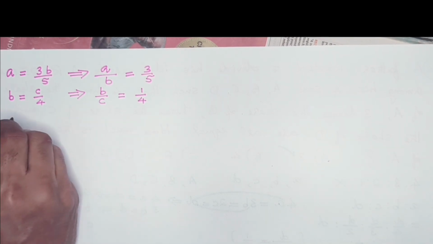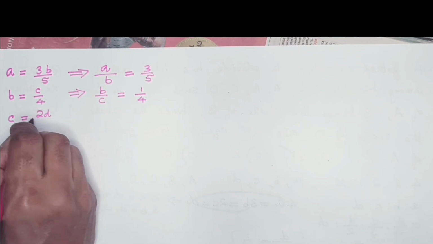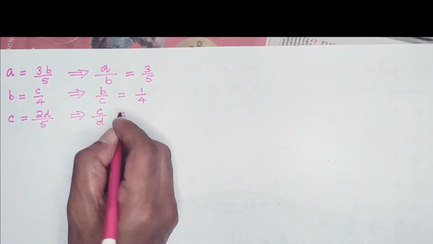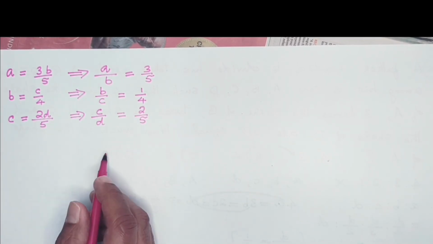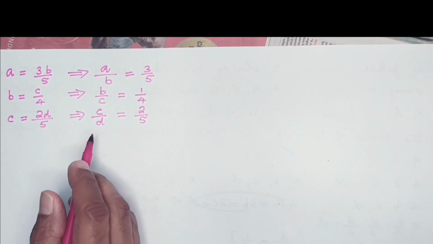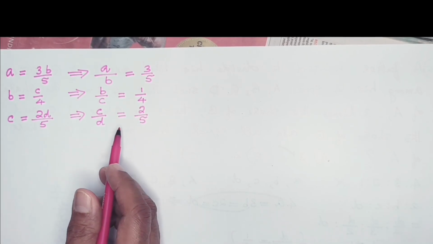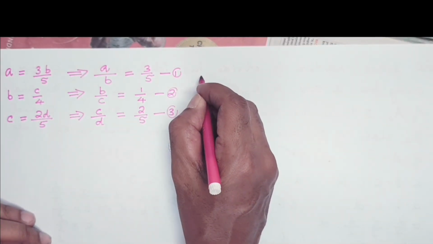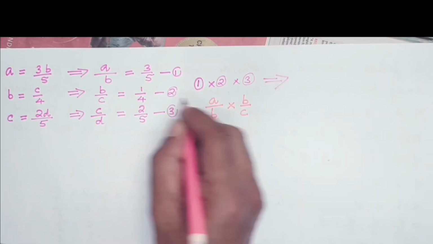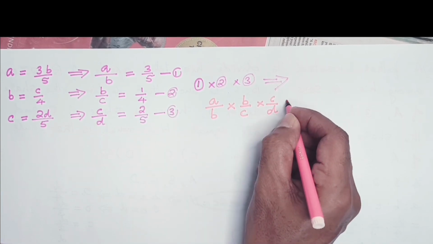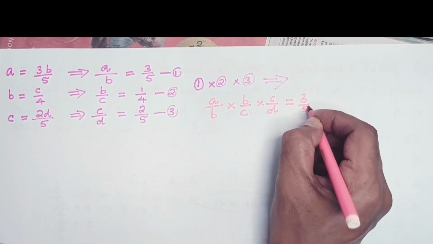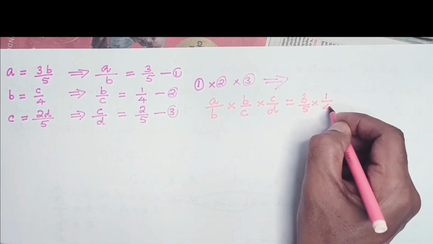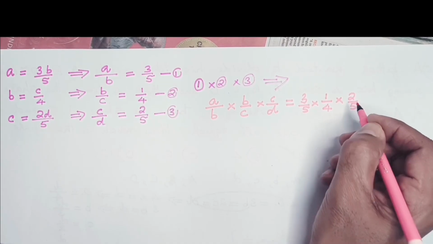Similarly, the last one, C equals 2D divided by 5. This is same as C divided by D equals 2 over 5. So here what I'm going to do, I'm not converting these fractional equations into ratios. Instead, multiply these three equations. On the left side, you get A divided by B, B divided by C, C divided by D equals 3 over 5, then the respective right side numbers I'm writing. This is what you get.